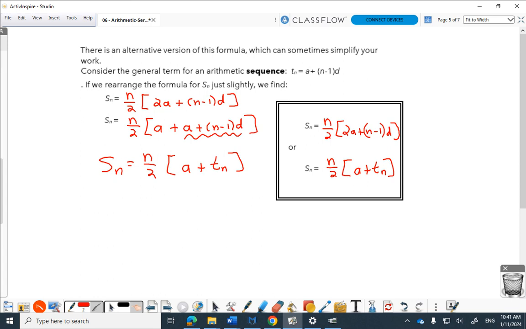And you might love the second one a lot better, which I do too. But here, you need the last term. And lots of questions don't give you that last term. They only give you A and D. So that's the difference between the formulas. If you've got A and D, use the first one. If you've got the last term, boom, you're going to love the second one. It's just a matter of what you need to plug in there.